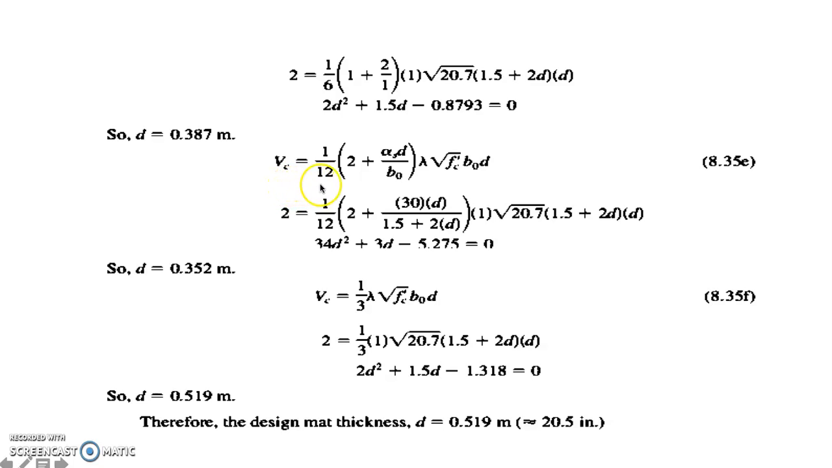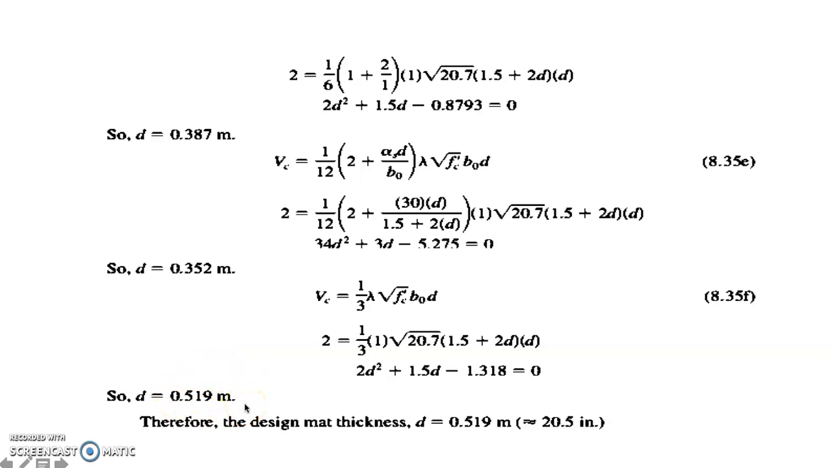Then the second equation, this is the second equation according to ACI code. So simply you have to substitute also alpha sub S, B sub O, lambda, and Fc prime. You obtain the value for D. So D here is 0.352 meters. The last equation, you have to substitute the value of lambda, Fc prime, and B sub O so that you can get the value for D, and D is 0.519 meters.